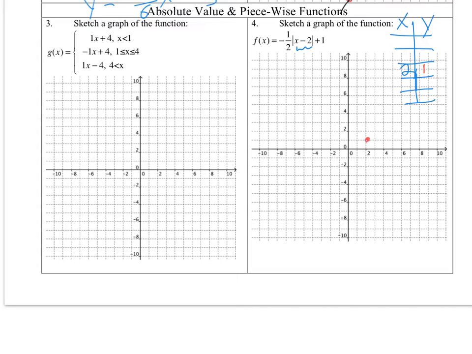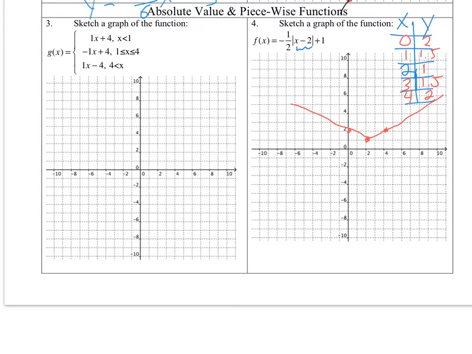If I go up 1, so to 3, and then to 4, I'm going to end up getting things that are close to this. This is going to be 1.5, and this one would be 2. So 4, 2 is a nice easy point to include. Same with going backwards. If I do 1 and 0, if I plug those points in, I'd get 1.5 and 2. So that's going to be 0, 2. And there is the graph of my absolute value function. I'd like you to notice that that is a V with a vertex at 2, 1, and it has a slope of negative a half.